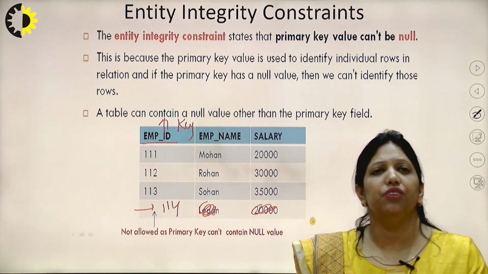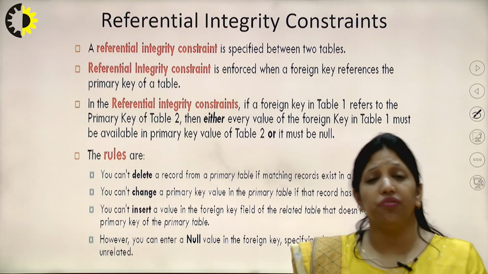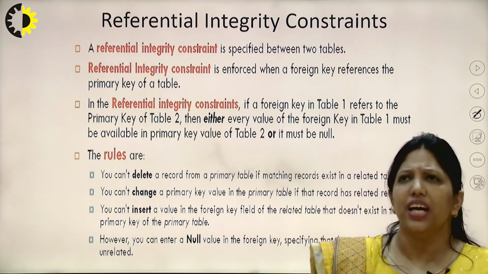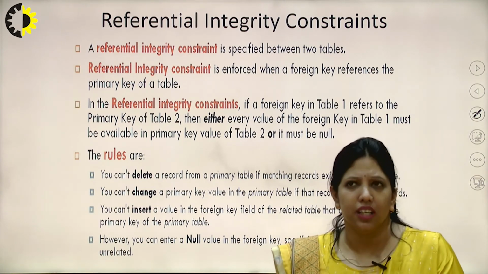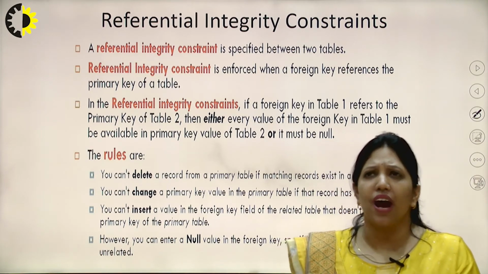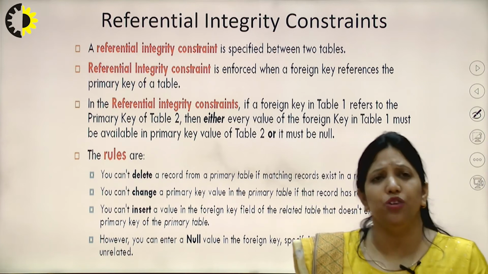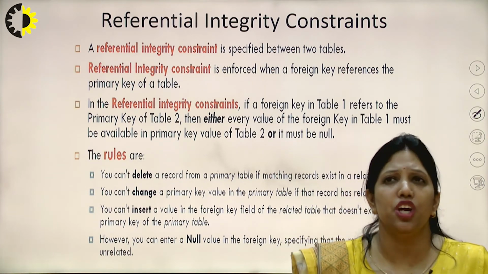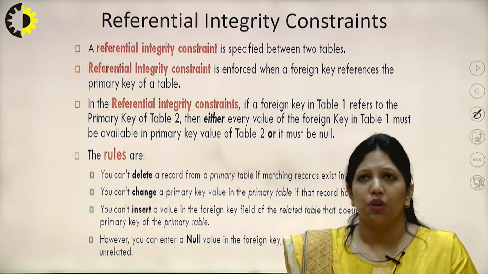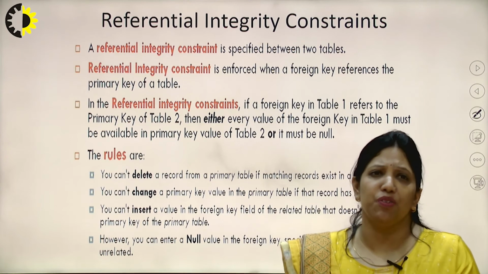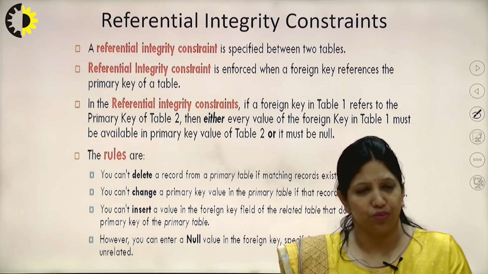Then we come to the third constraint, that is the referential integrity constraint. We know the concept of the primary key and the foreign key: the primary key uniquely identifies our database, and for finding the relation between two tables we use the foreign key. If the primary key of one table becomes the foreign key of the second table, then we use the concept of the referential integrity constraint there.